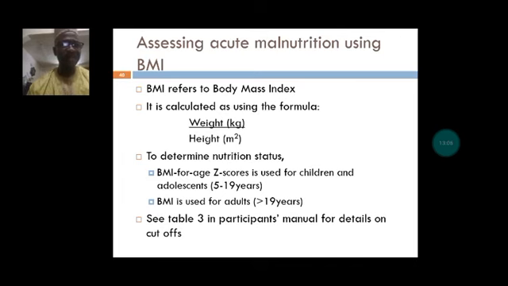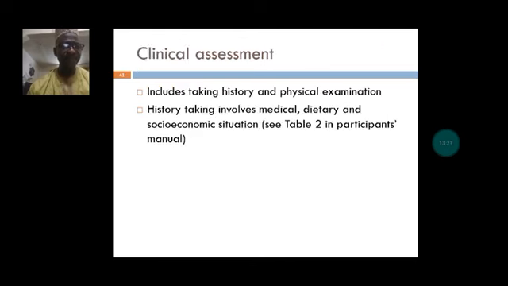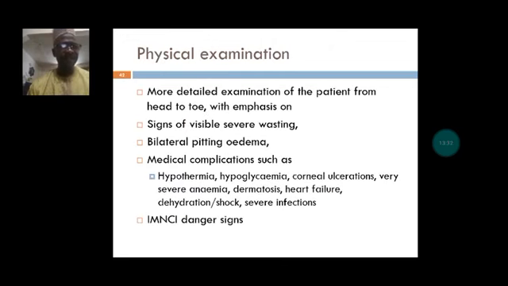Now let us look at how to calculate nutrition status using the body mass index, BMI. It is calculated using this formula: weight in kilograms over height squared, as stated below. Clinical assessment includes taking history and physical examination. Taking history involves the medical, dietary, and socioeconomic situation of the patient. Physical examination is a more detailed examination of the patient from head to toe, and signs of visible wasting or bilateral edema can also be identified.